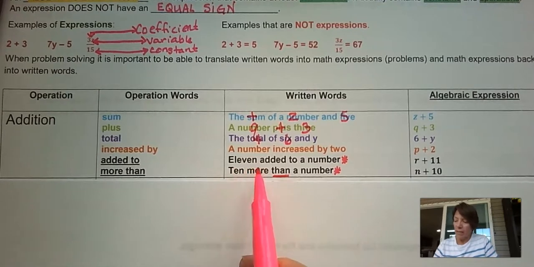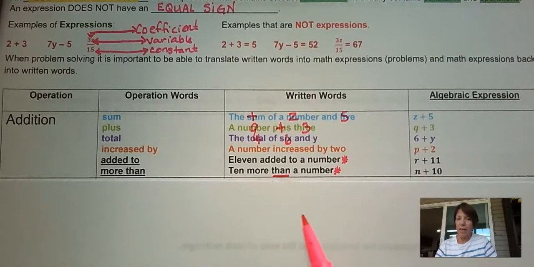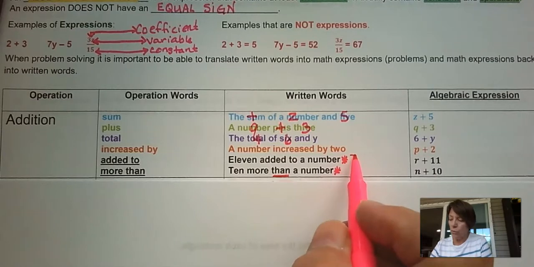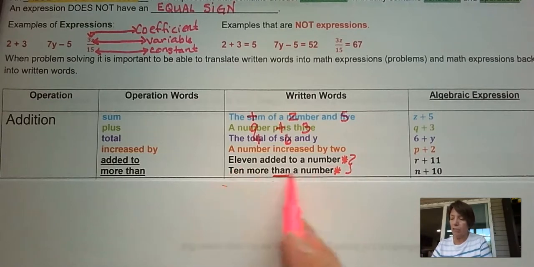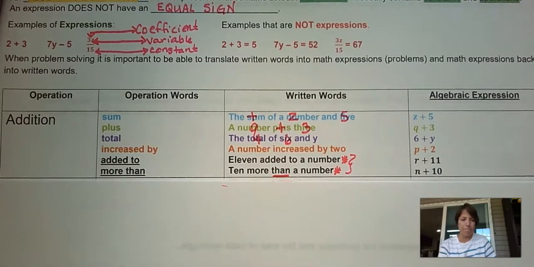So we have 11 added to a number. That means we're starting with something besides 11 and we're adding 11 to it. So I started with r and added 11. And whenever you see more than, or less than for subtraction, that's a cue to you. When you see that than, we're going to be reversing the order. So instead of putting 10 plus a number, this one is going to be a number, I chose n, plus 10. So these two reverse the order that the numbers and variables are given to you in the phrase.